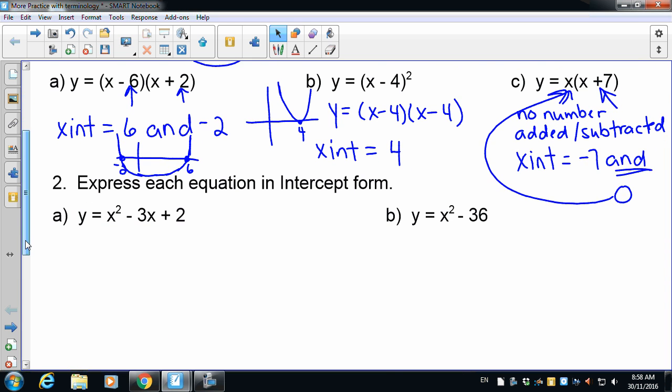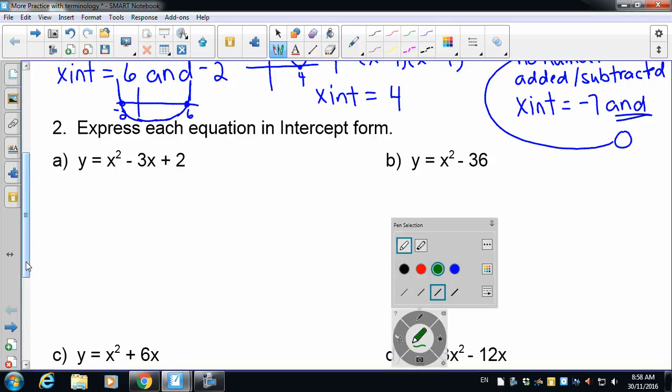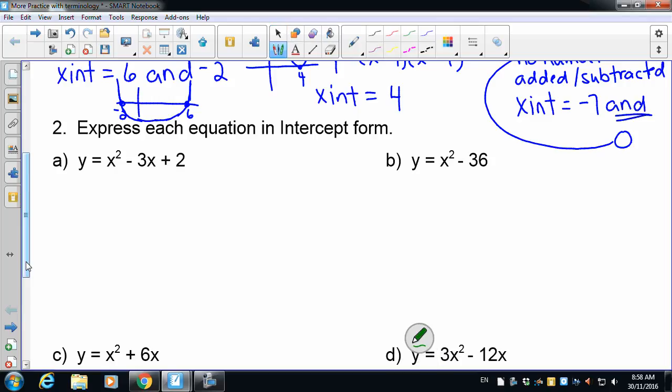Let's take a look at the second little question here. Express each equation in intercept form. All right, so intercept form, as soon as I see that, means factored form. Factored form means I have to factor. So I have to take what I know about factoring and apply it here. So I'm looking for two numbers that multiply to get 2 and add up to get negative 3. So my factors are always the same. We've got x at the beginning, multiplies to get 2 and adds up to get negative 3. The better you are with the times tables, the faster you come up with that.